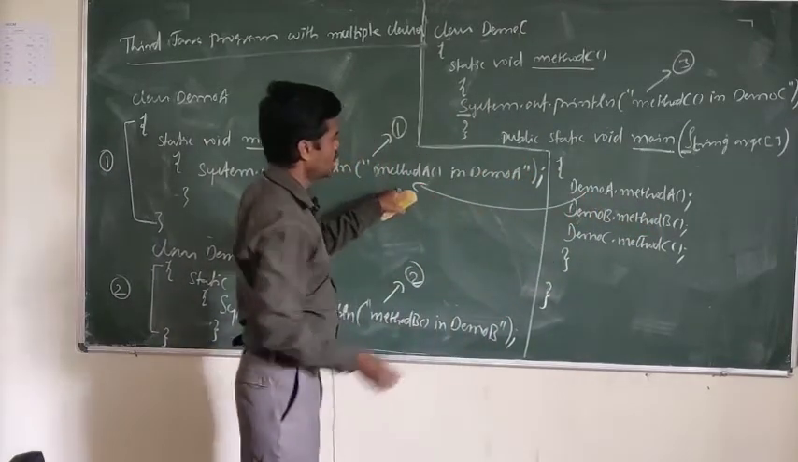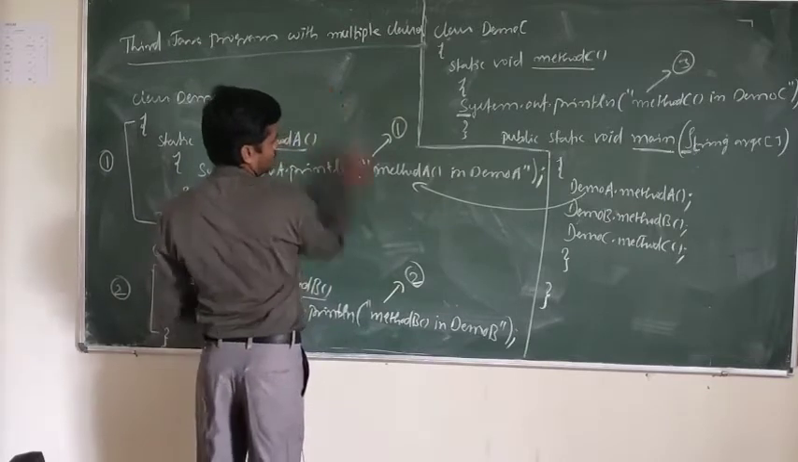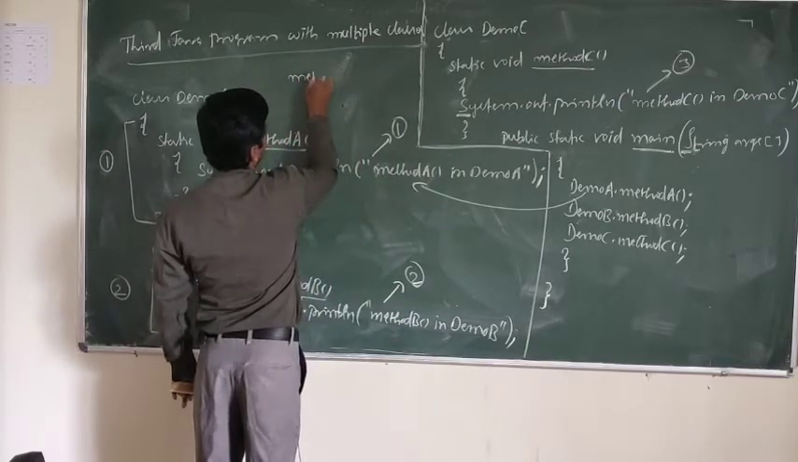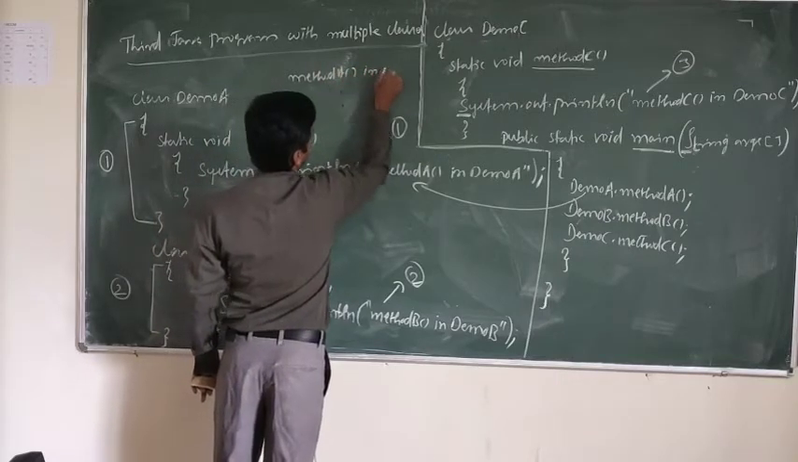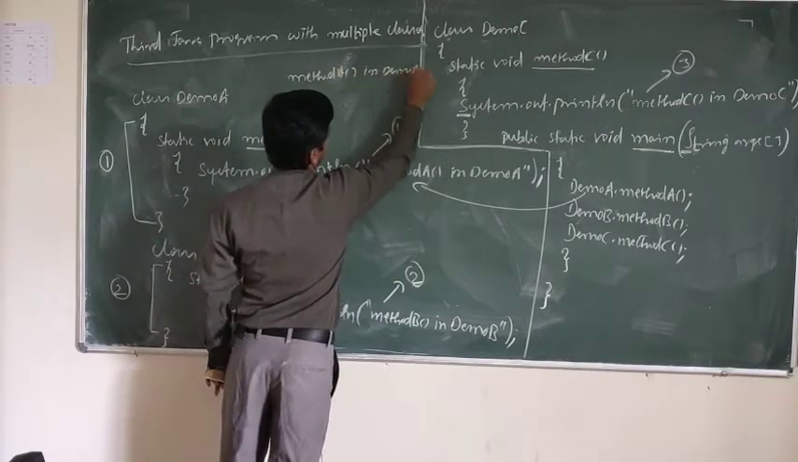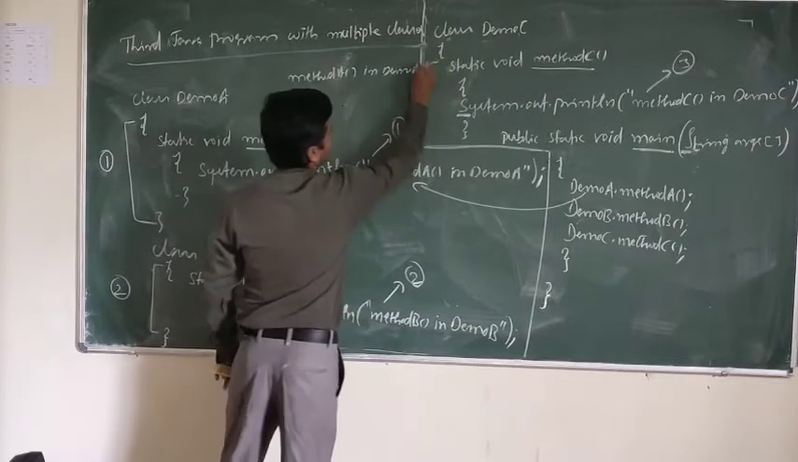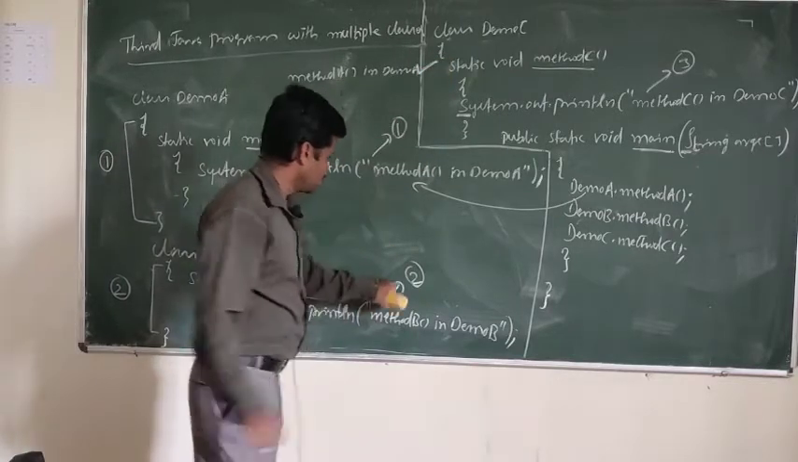This one will be called. Now, what is the first output? Method A in Demo A. This is the first output. Then now I want to display the second output.